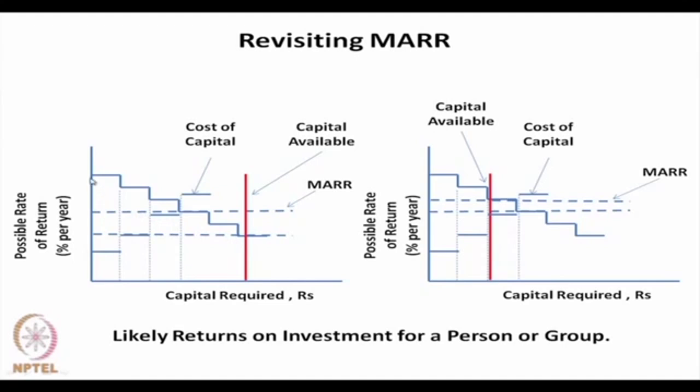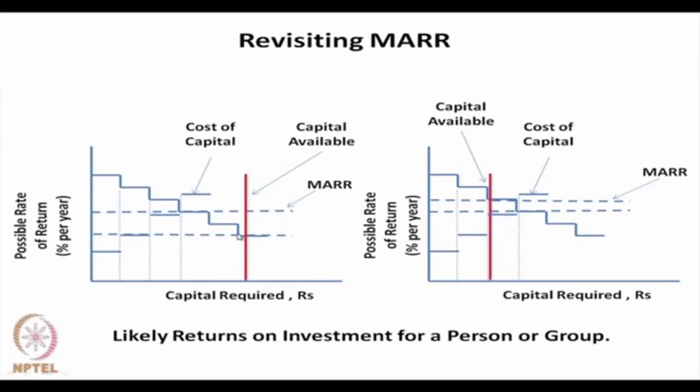So, what will he do? He would arrange them in decreasing order and would like to invest his money maximally in the project which gives him the highest return. Then if he has some more money, he would invest in the next highest project, giving the next highest rate of return. Then he would select the next project with the next highest return, provided he has sufficient money. Like that he will continue till his money is exhausted. So, in this case, a possible minimum attractive rate of return could be this one.